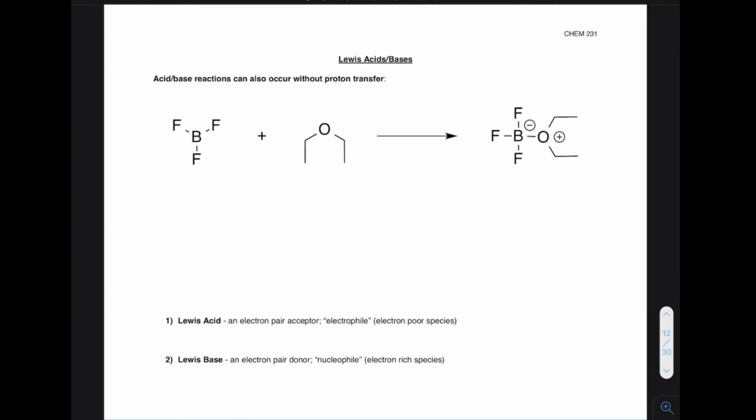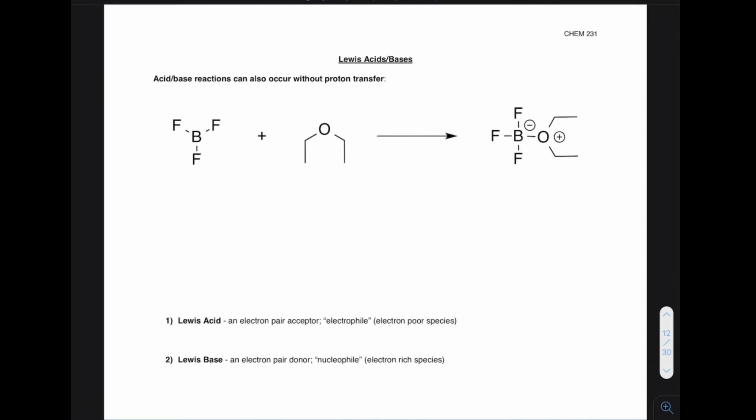acceptor, also called an electrophile. And a Lewis base is an electron pair donor, also called a nucleophile. Right? And what these terms mean: an electrophile is an electron-poor species, so it wants to accept electrons. And a Lewis base, this nucleophile, is an electron-rich species, so it wants to give away electrons. We'll be talking about these in more detail in a later chapter.